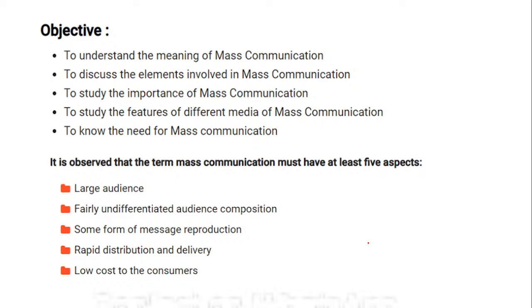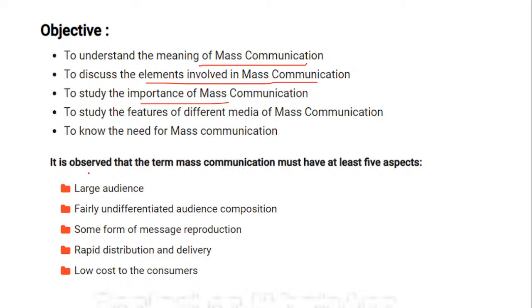Ashwini, the classes of communication this week we are going to do with communication only. We started it from Monday, so today is just the third lecture. So let's understand now what is the objective of mass communication: to know the meaning of mass communication, to understand the elements involved, and to understand the importance of mass communication with different features.